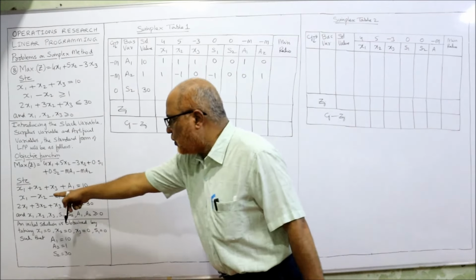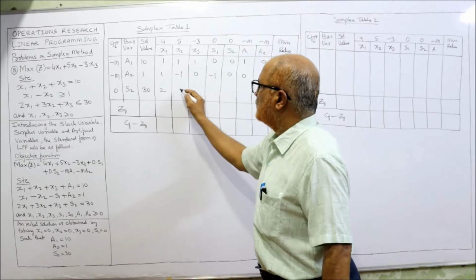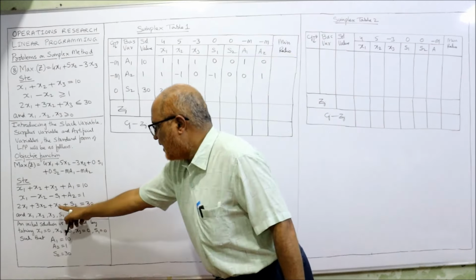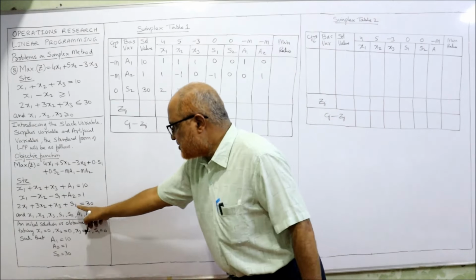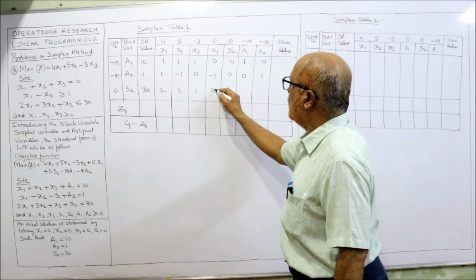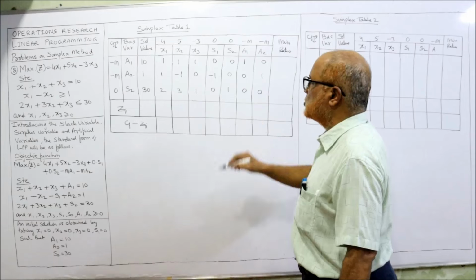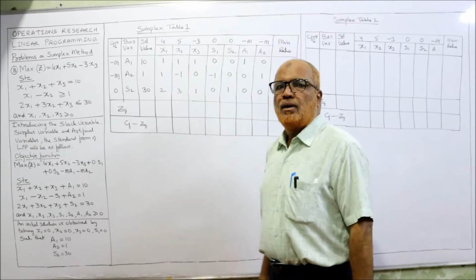Last constraint, 2x1, so x1 is 2. 3x2, x2 is 3. And 1x3, so x3 is 1. S2 is 1. Take all the other values as zeros. That's all. Now we need the Zj value.